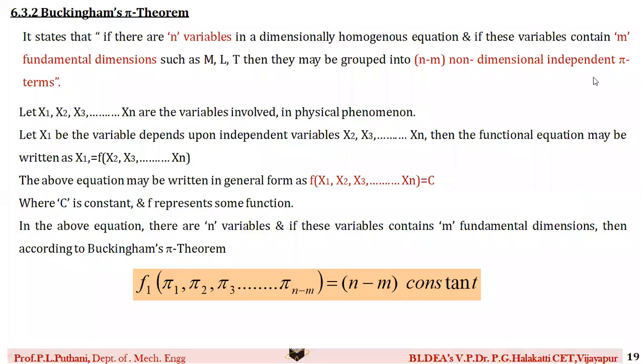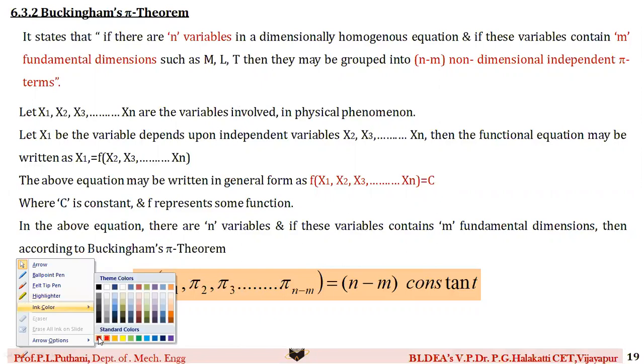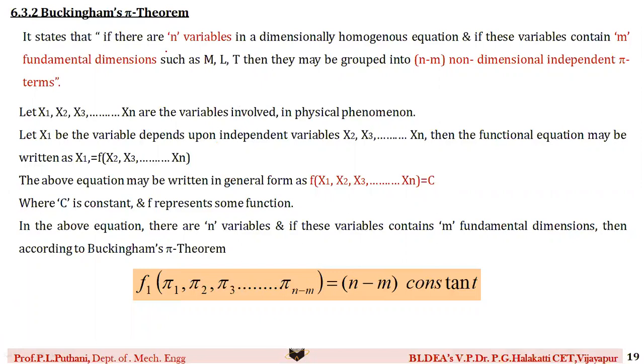Yes, as I was discussing, Buckingham's pi theorem states that if there are n number of variables in a dimensionally homogeneous equation, and if these variables contain m fundamental dimensions, that is, the fundamental dimensions for any quantity are M, L, T itself, which means by default the value of m will be 3, then they are grouped together as n minus m, that is, n minus m is the number of non-dimensional independent pi terms we need to find out.